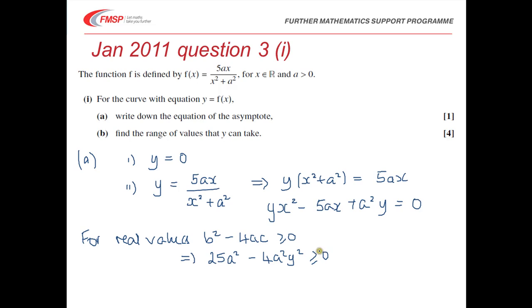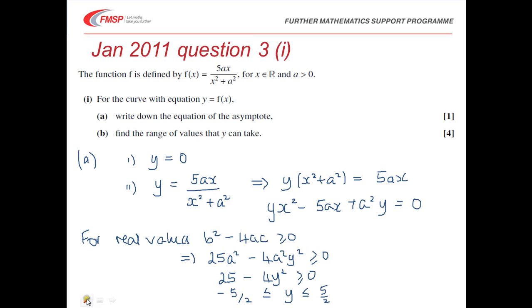Now we know that a is greater than 0, so we can divide through, and that means that 25 minus 4y squared is greater than or equal to 0, leading to the solution, which is that y must be between minus 5 over 2 and plus 5 over 2. And again, if necessary, just do a little sketch of this quadratic. It is of course a maximum, so it's between these two values.